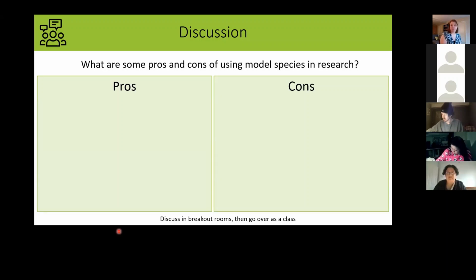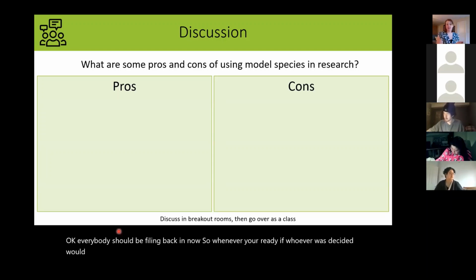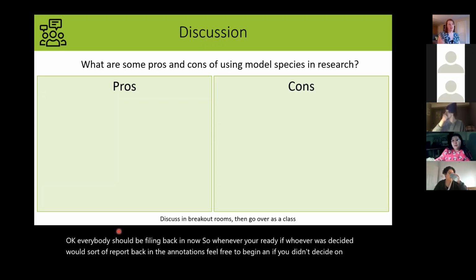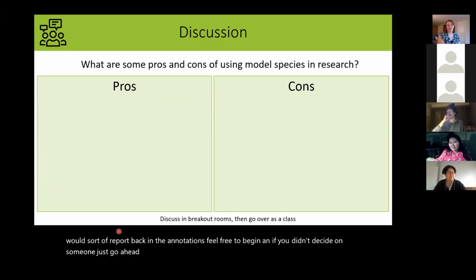Okay, everybody should be filing back in now. Whenever you're ready, whoever was decided on to report back in the annotations, feel free to begin. And if you didn't decide on someone, just go ahead and put your thoughts onto the slide.